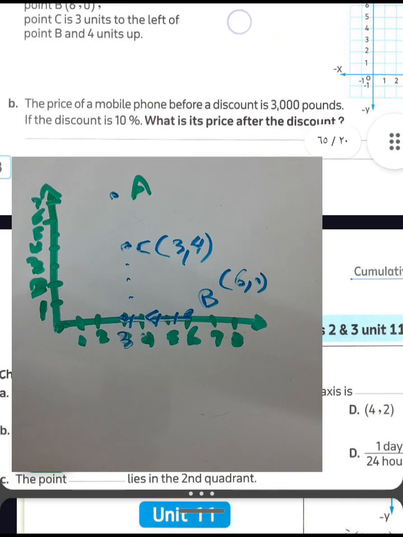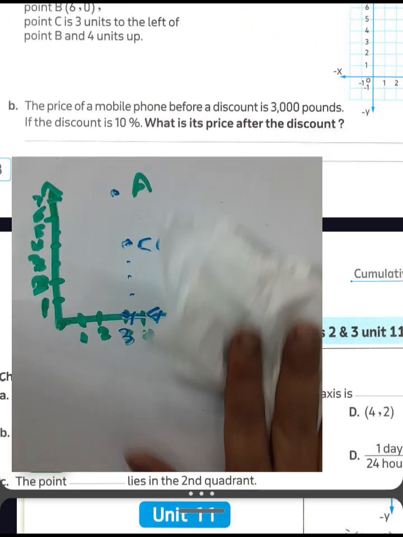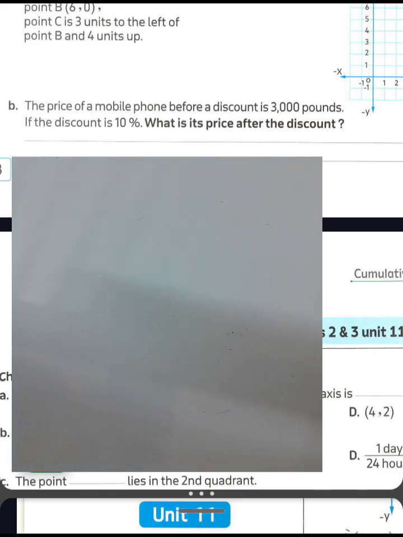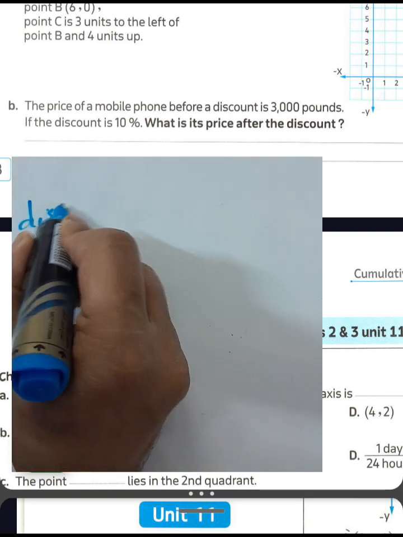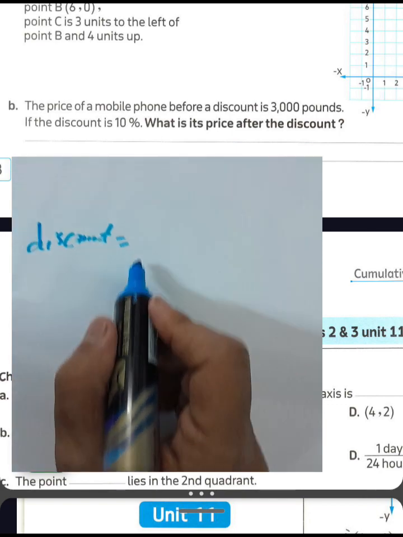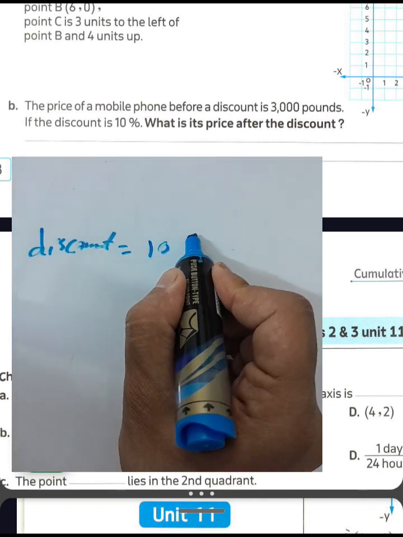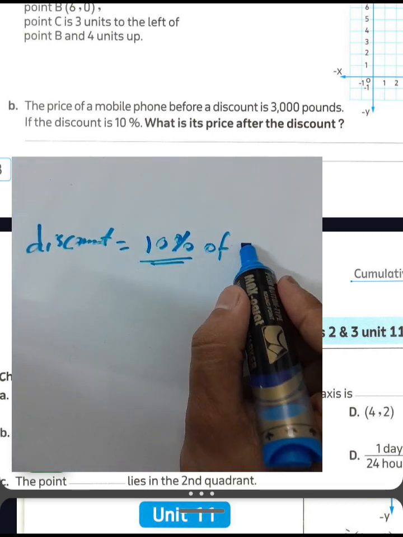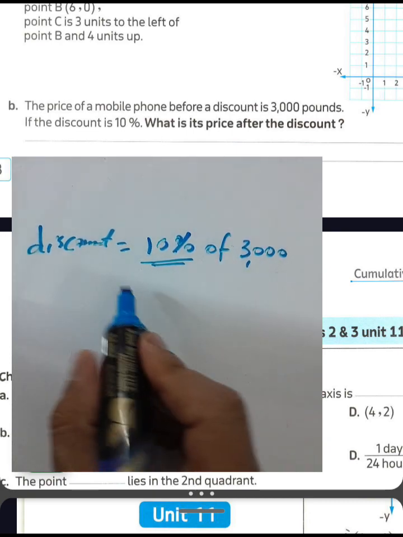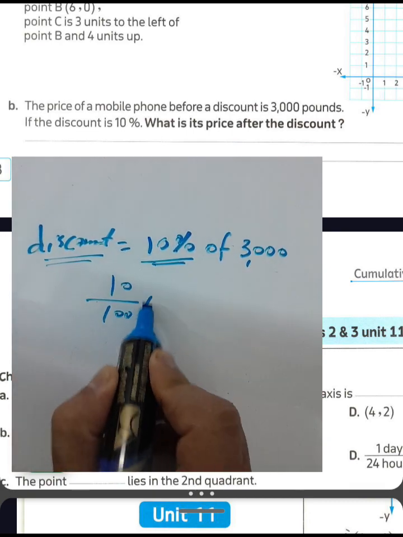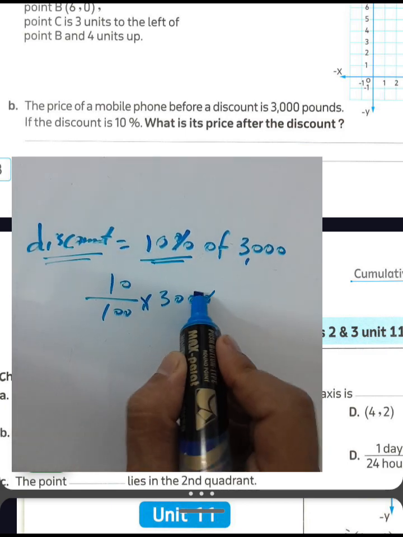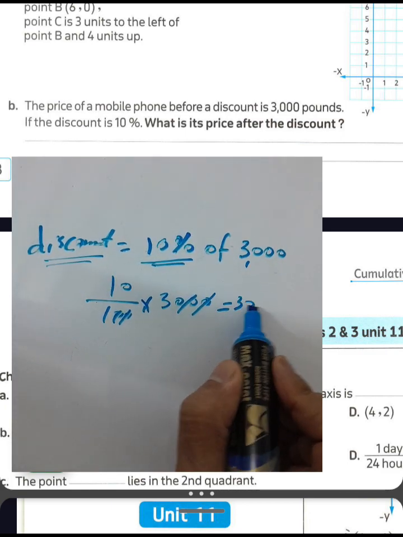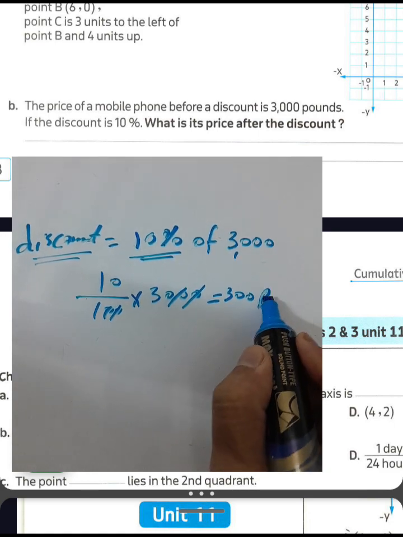Next question, letter B. The price of a mobile phone before discount is 3,000 pounds. If the discount is 10%, what is the price after discount? First, we find the discount. The discount here is 10%. It means what? 10 over 100 of what? Of the total. The total cost was 3,000. Then the discount would be 10 over 100 times 3,000. You can cancel the double zero by the double zero, then the discount will be 300 Egyptian pounds.